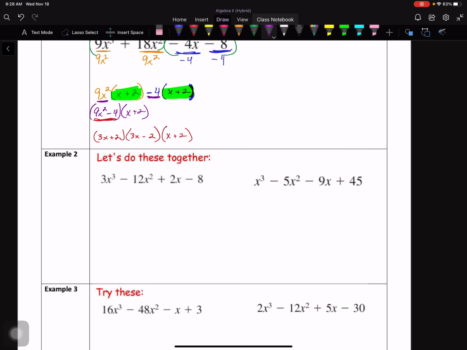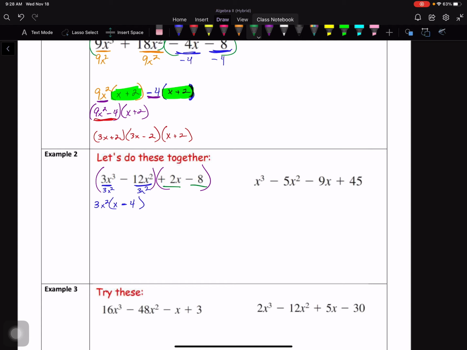So again, I think these are all going to be written in standard form, but it's just good to check. Group the first two, group the last two. Now we're just taking out the greatest common factor. So 3x cubed and 12x squared. We can take a 3x squared out. So we have 3x squared, and what's going to be left is x minus 4.